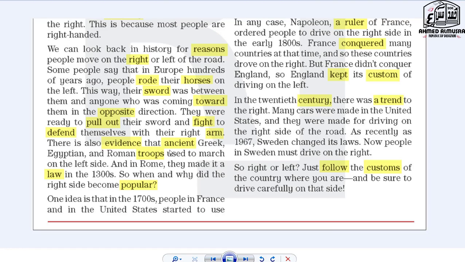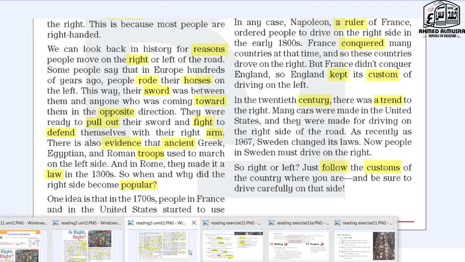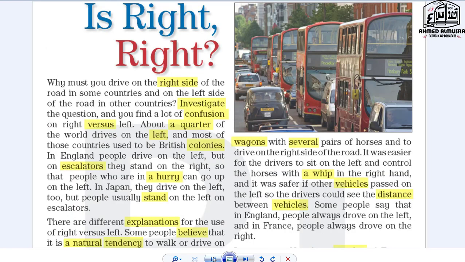There is also evidence that the ancient Greek, Egyptian, and Roman troops used to march on the left side. And in Rome, they made it law in the 1300s. So when and why did the right side become popular? One idea is that in the 1700s, people in France and in the United States started to use wagons with several pairs of horses and to drive on the right side of the road. It was easier for the drivers to sit on the left and control the horses with a whip in the right hand.